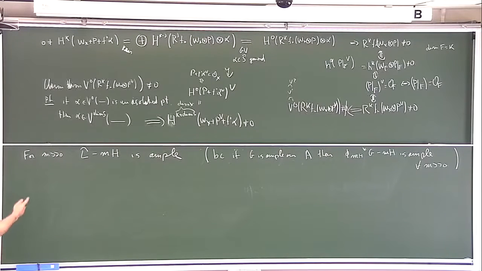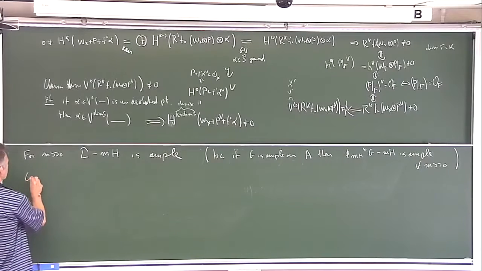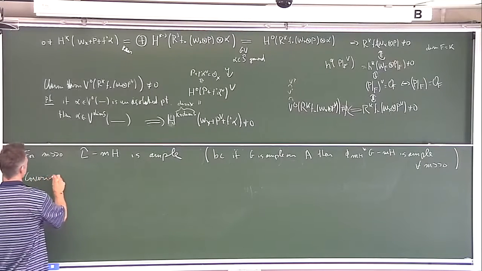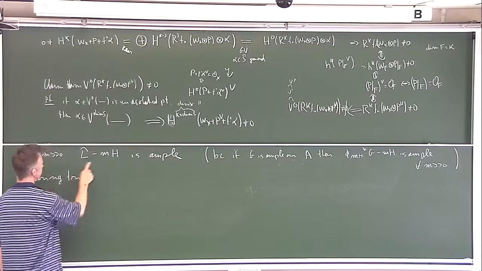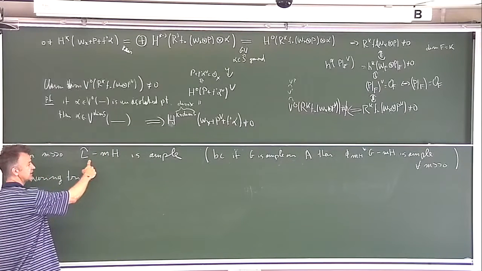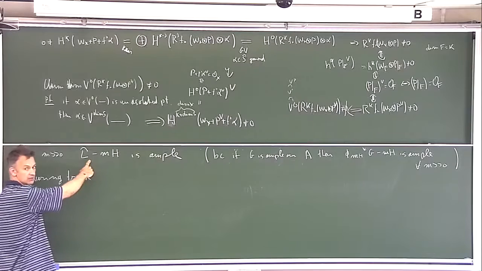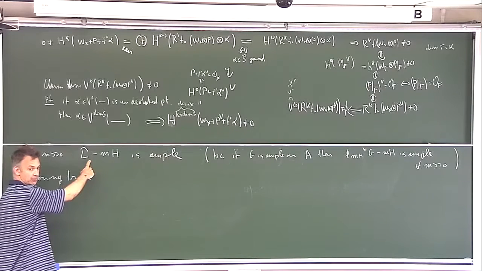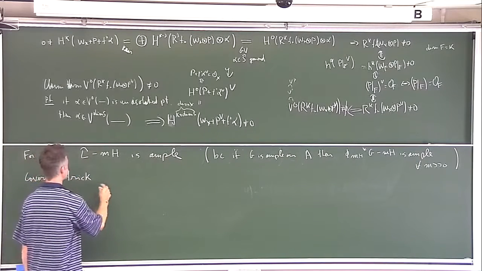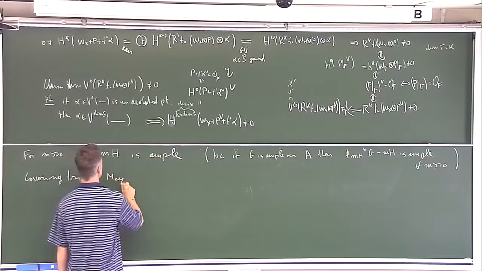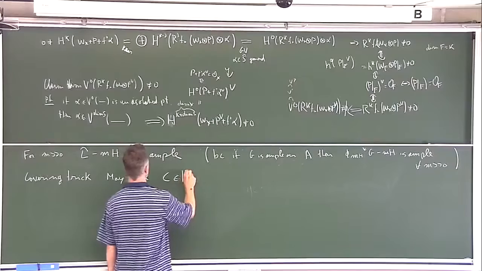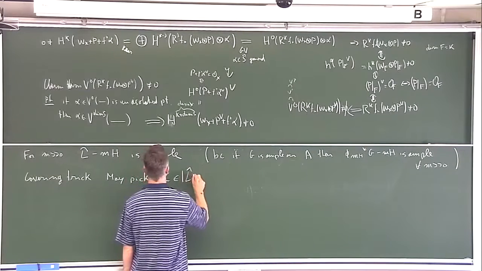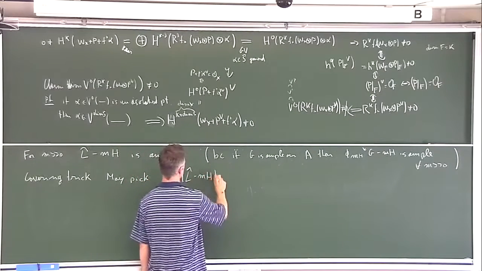Okay, so then you do some covering trick. After a covering trick, it's not obvious that you can make this as ample as you want. You can make this very ample. So after a covering trick, I may pick a smooth curve C in L hat minus MH.